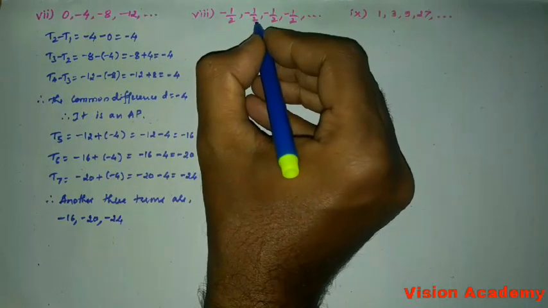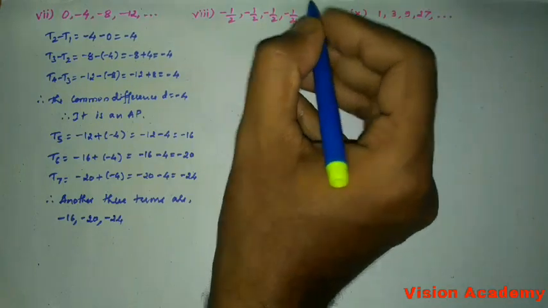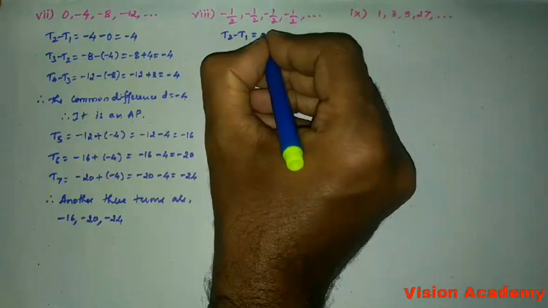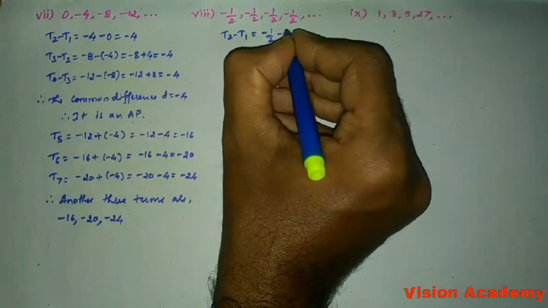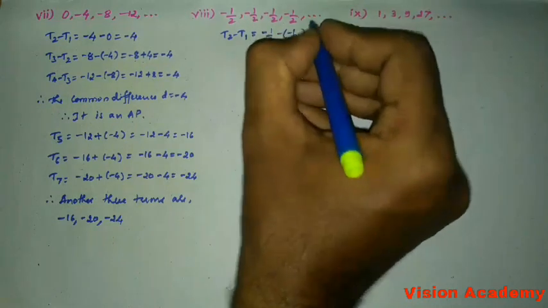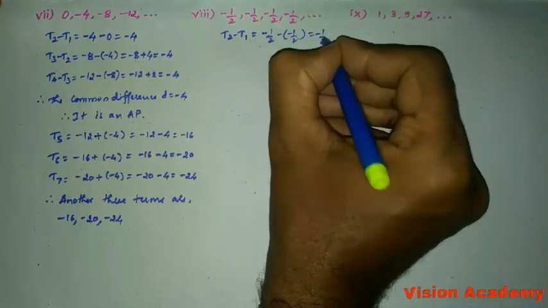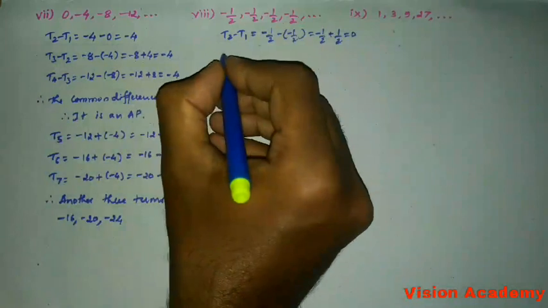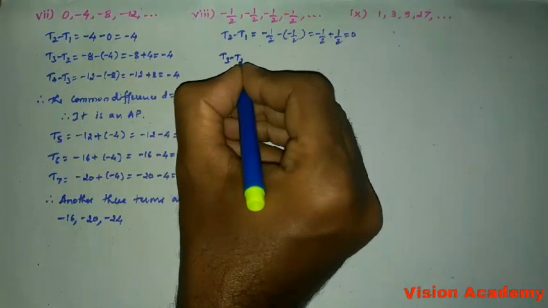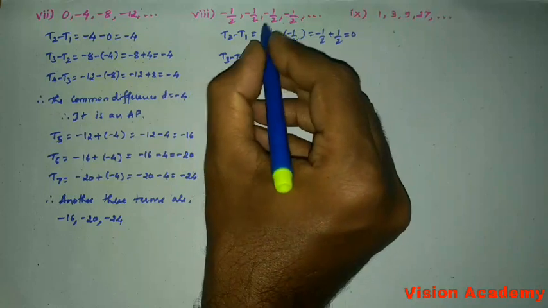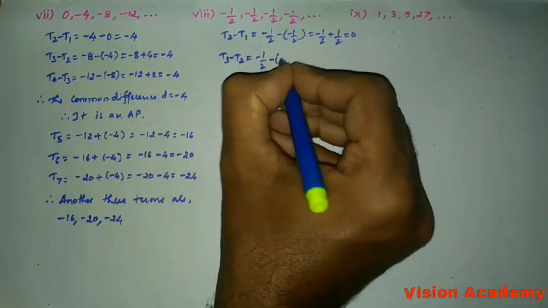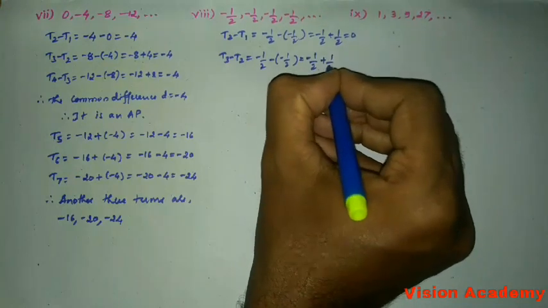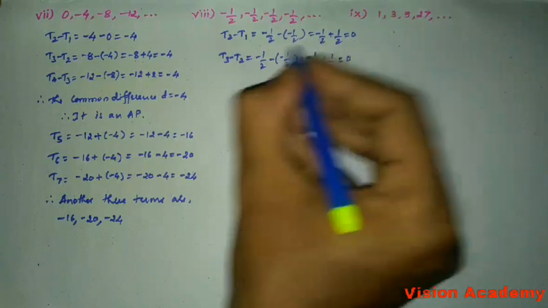Minus 1 by 2, minus 1 by 2, minus 1 by 2, minus 1 by 2, and so on. So let us write T2 minus T1 is equal to T2 is minus 1 by 2, T1 is minus of minus 1 by 2, which is equal to minus 1 by 2 minus into minus is plus 1 by 2, which is equal to 0. Now T3 minus T2 is equal to T3 is minus 1 by 2 minus of minus 1 by 2, which is equal to minus 1 by 2 minus into minus is plus 1 by 2, which is equal to 0.